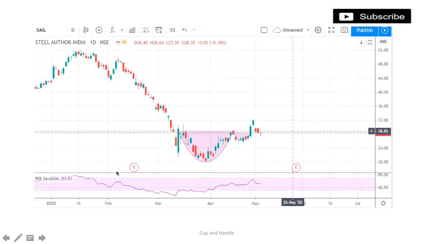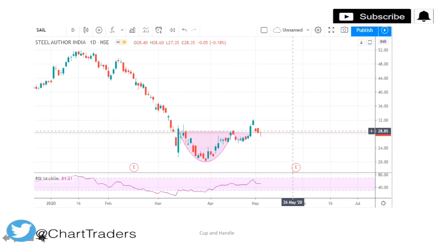In the same way, right now on SAIL on a daily basis, it is forming a cup and handle pattern. The breakout has already happened, then it came back again. We will see in future whether it will go up or go down. If it goes down, then it is a failure of the cup and handle. If it goes up, then the target is the difference between these two, around 20 to 28, that is 8 rupees. From 28 plus 8 rupees, the target is 36. So just keep this SAIL on your radar.